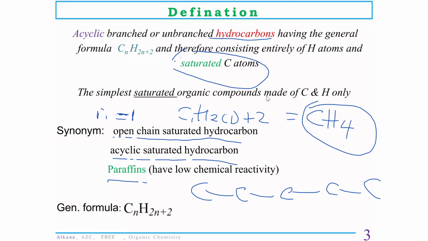That is one: they are saturated, meaning that all carbon to carbon bonds in alkanes are single bonds, and they are hydrocarbons. They are made up of carbon and hydrogen only, and also they are acyclic. It means that they have an open chain, and they have a general formula of CnH2n+2. So that is alkane.